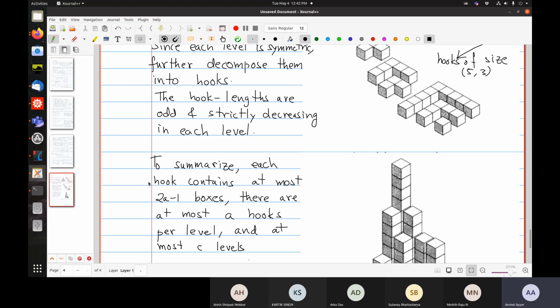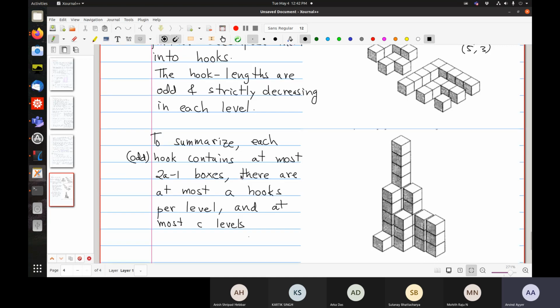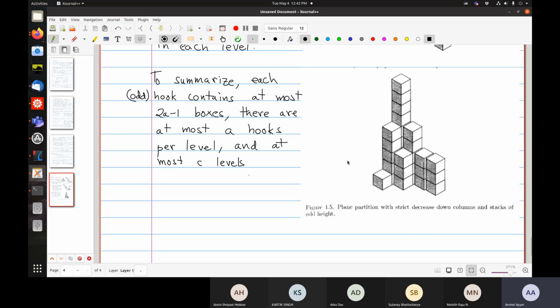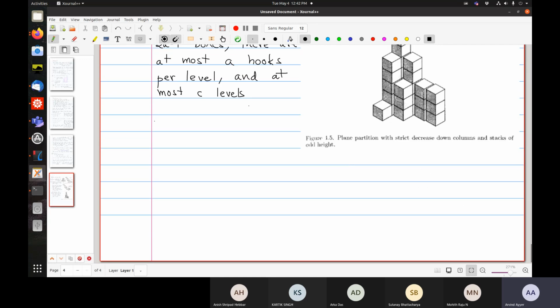So each odd hook, let's say. Just to remind you that each hook is odd. Okay, now reassemble according to this, as shown here. Now reassemble the hooks into columns.